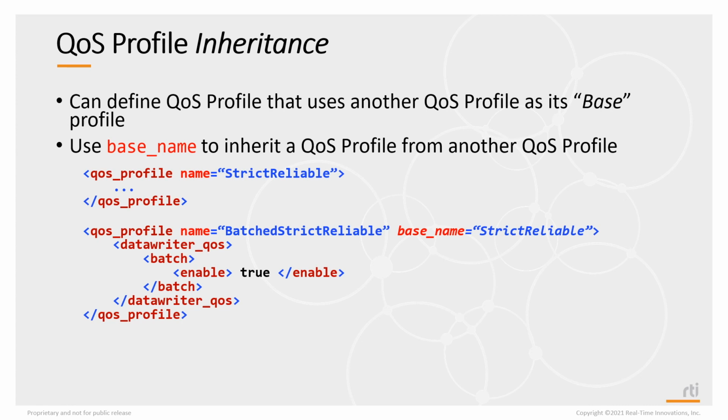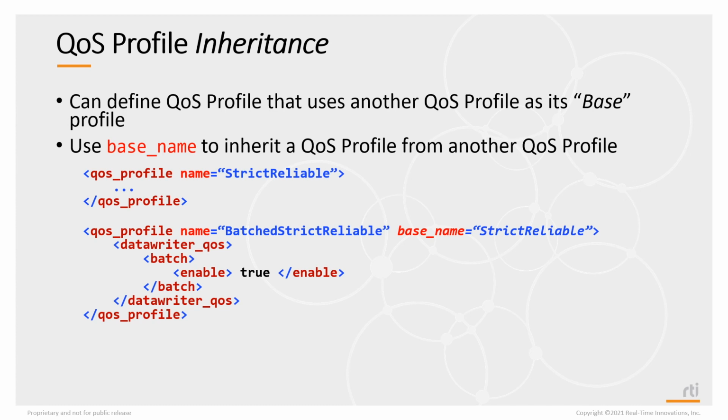As an example, we have a QoS profile called strict reliable. It provides a strict reliable connection. Now let's say we want to add batching. We want the data writer to be able to send data in batches and yet be strict reliable. We could have just copied and pasted the contents of the strict reliable QoS profile into the batch strict reliable QoS profile, but that's not a good idea. Copying and pasting is never a good idea.